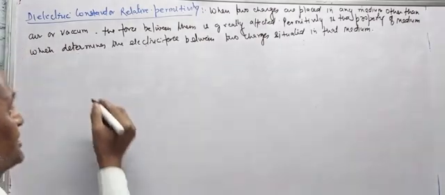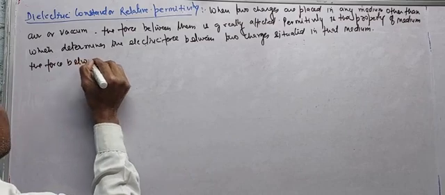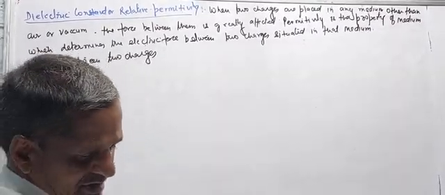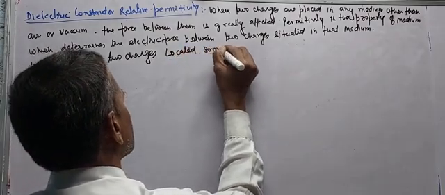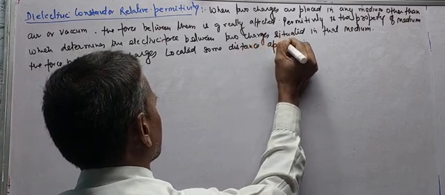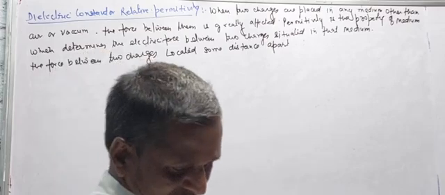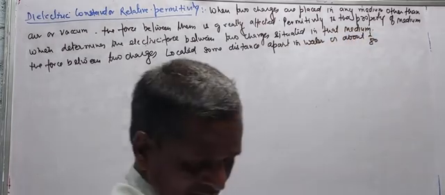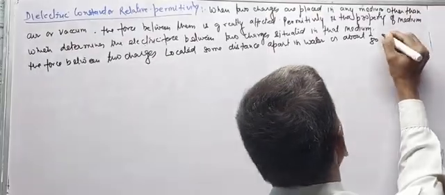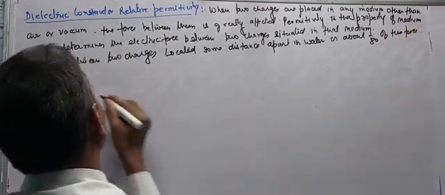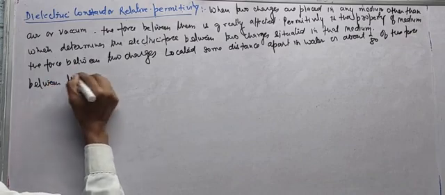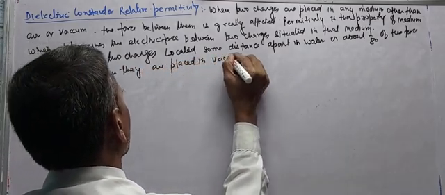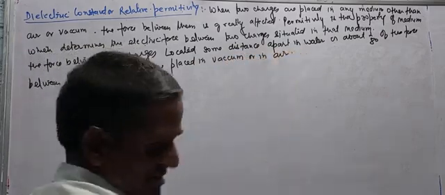The force between two charges located some distance apart in water is about 1/80 of the force between them when they are placed in vacuum or in air.